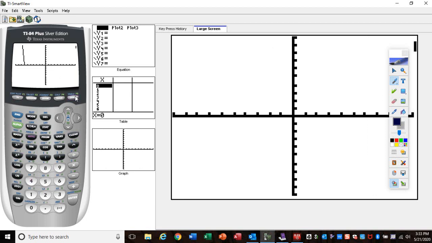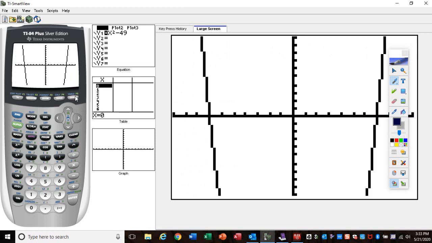Hit the graph key. Where does it cross? It only matters where it crosses the x-axis, and this would be -7 and +7.